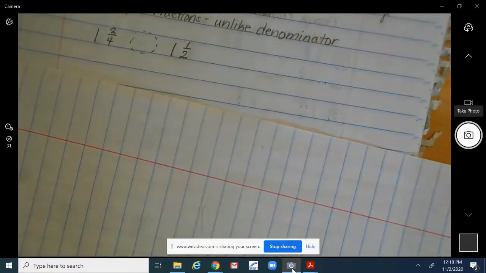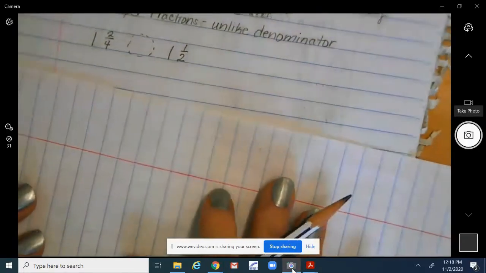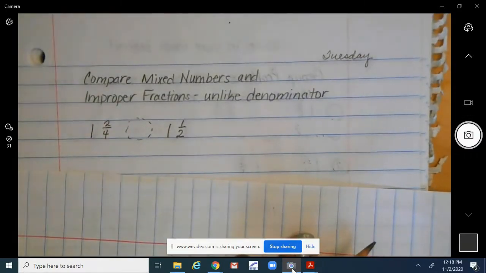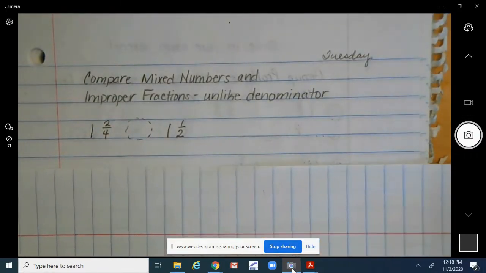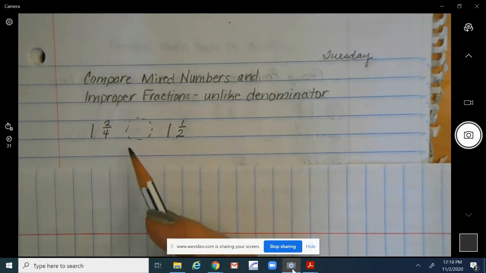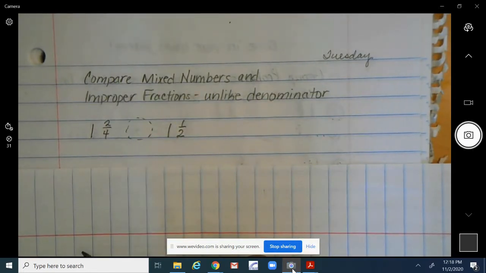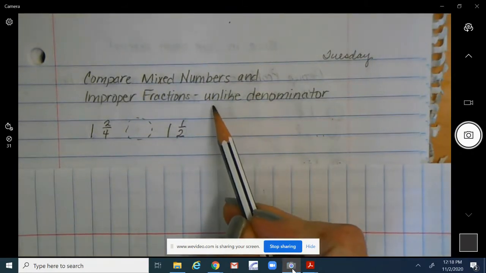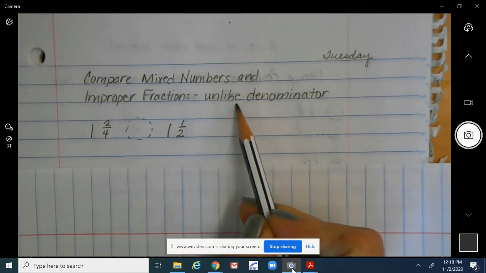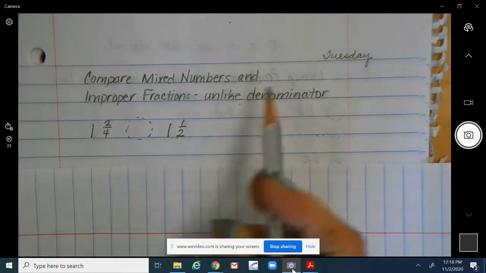All right, guys, as promised, here is the video for tomorrow. Today, remember, we compared mixed numbers and improper fractions using denominators that were the same. Now we're going to use denominators that are unlike, or that are not the same.